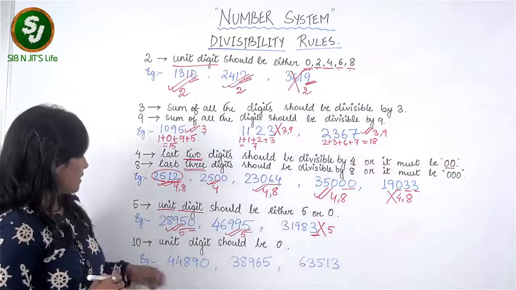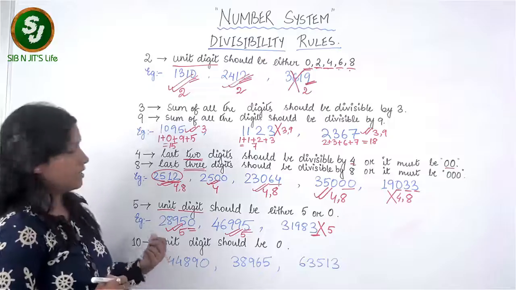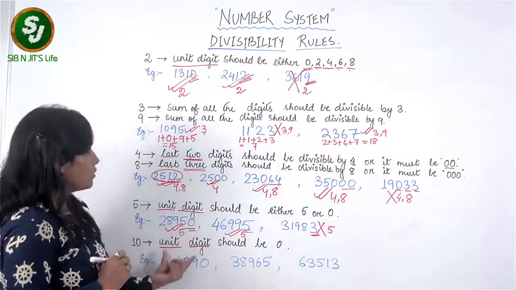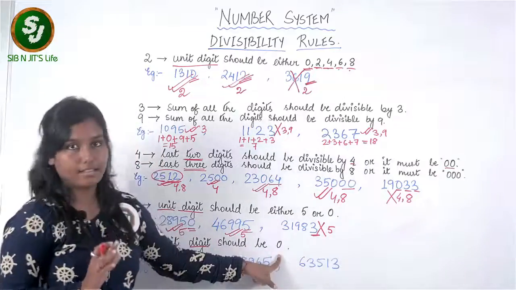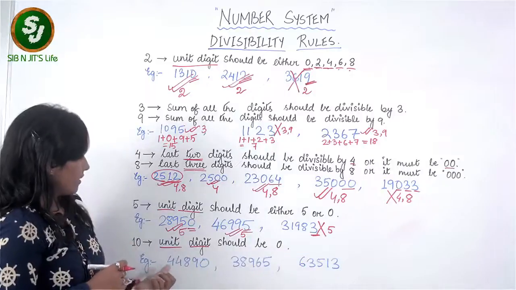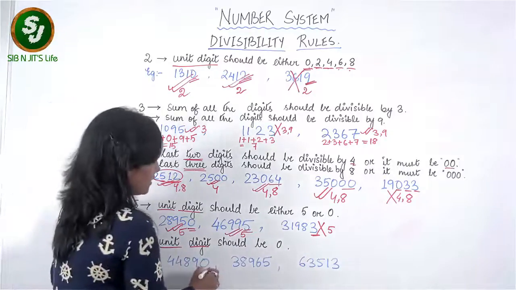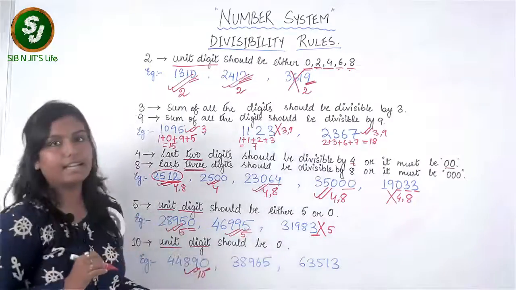Moving on to the next one, 10. So to check whether it is divisible by 10 or not, again you have to go for the unit digit. Now in this case, the unit digit should be 0. Okay, keep in mind, only 0. So the example here is 44890. So the unit digit here is 0. That means yes, it is divisible by 10.